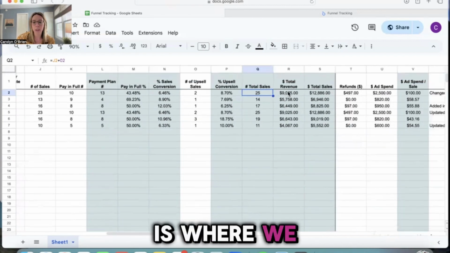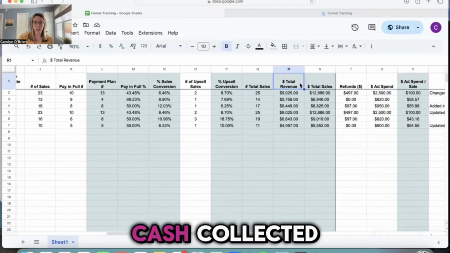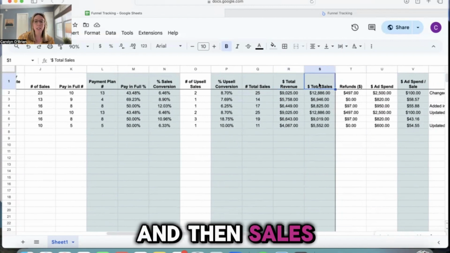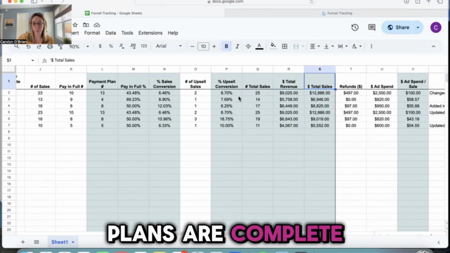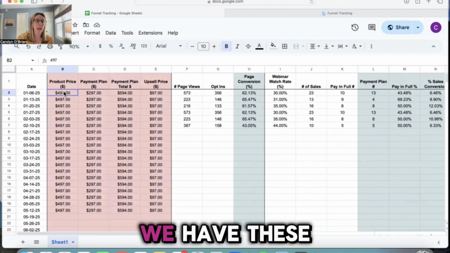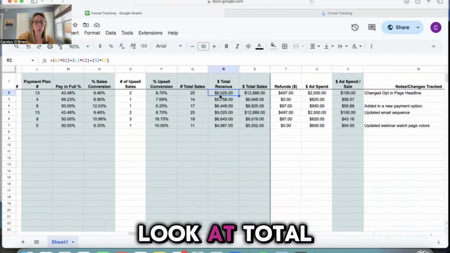So then this is where we have total revenue and total sales. So revenue is going to be cash collected, and then sales is looking at all future cash that will be collected when payment plans are complete. This is why we have these formulas or these boxes built in here. So we can look at total revenue, right?